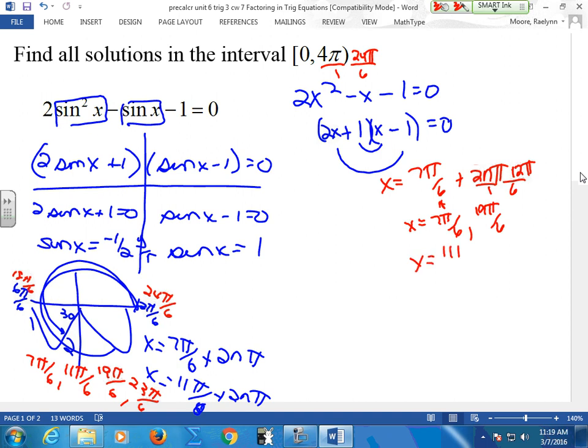Start with 11 pi over 6. Add 12. 11 plus 12 is what? 23 pi over 6. If I add another 12, won't I be over the 24? And doesn't this make sense? If I have 2 in 2 pi, I should have 4 in 4 pi. So, with the answers like 7 pi over 6, 11 pi over 6, 19 pi over 6, 23 pi over 6, is that right? It is right.